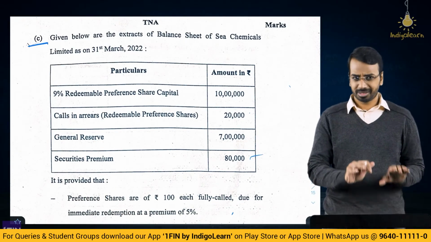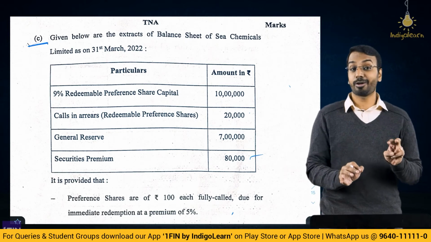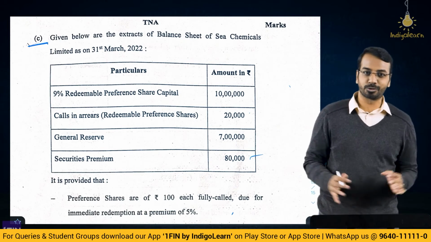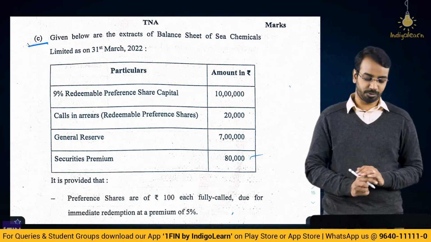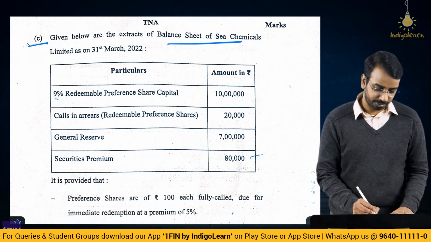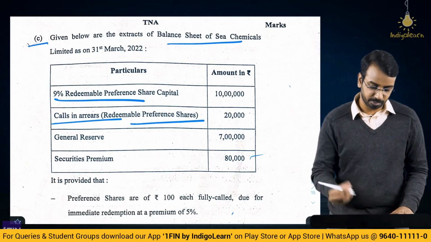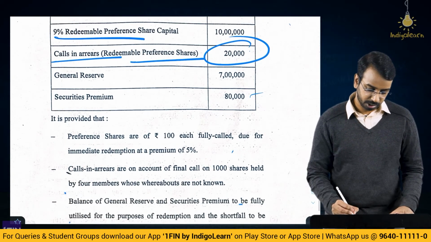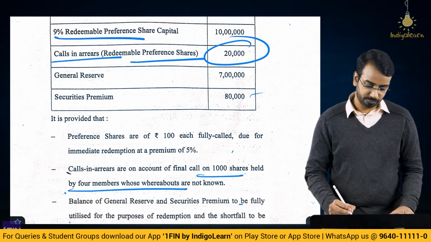This is on redemption. Straightforward. But there are two twists here, and if you were clear with the concepts, you would have easily ignored those twists and been able to solve the question. So the following balance sheet is given: 9% redeemable preference shares, and call in arrears. So 20,000 is call in arrears. That is in respect of what? 1,000 shares held by 4 members and we do not know.